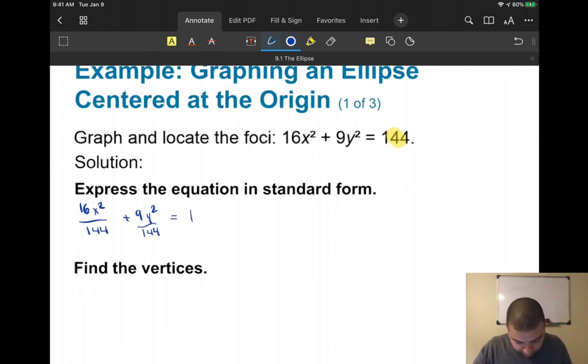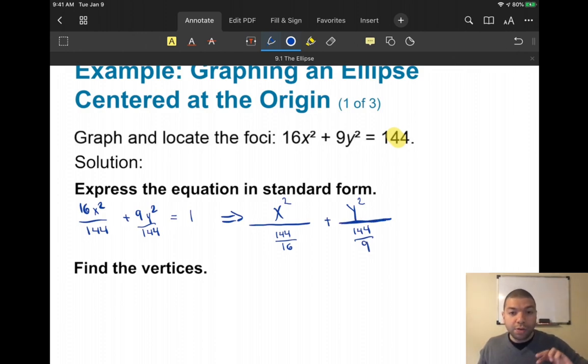And I can be clever. We've been messing with fractions a little bit. I can say that this is the same as x squared over 144 divided by 16, plus y squared over 144 divided by 9. The reason why this is true is because if I wanted to simplify this fraction, I'd repeat the x squared and repeat the second fraction flipped. So I'd get exactly the same thing I started with, okay? So that's what I have.